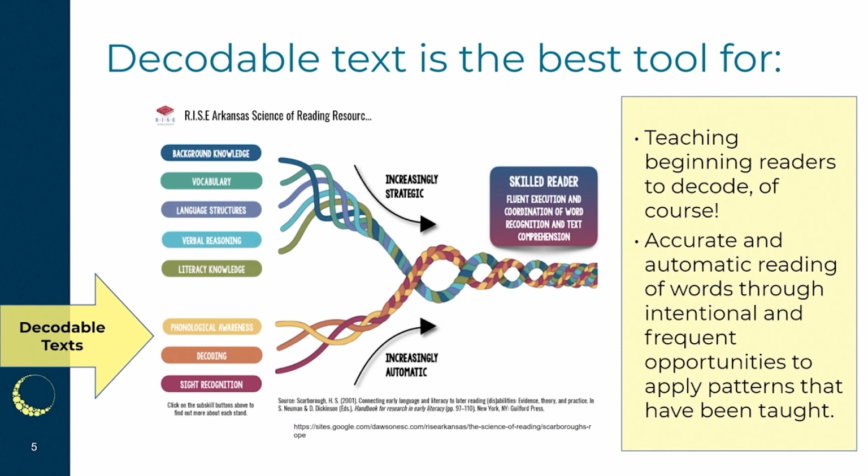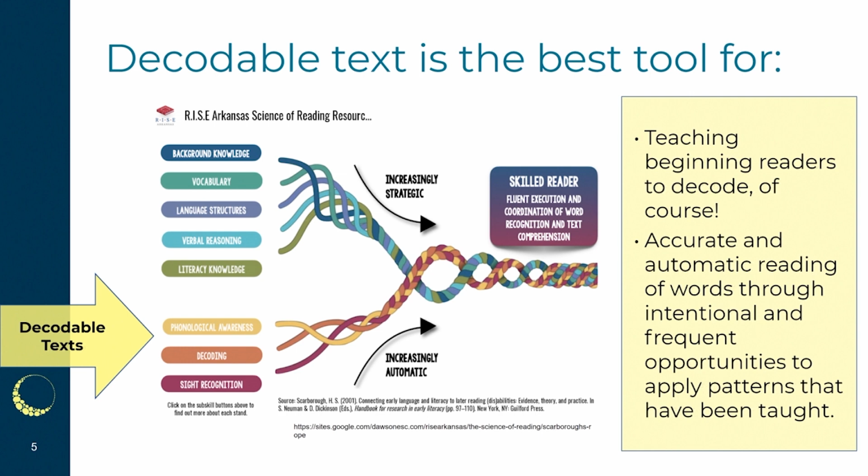So decodable text is the best tool for teaching beginning readers to decode. Of course, decodable text teaches you to decode. And it is the best tool for that automatic and accurate reading of words. It provides the intentional and frequent use and opportunity to take those patterns that a teacher just taught and put it into practice. So I love the graphic from Rise, Arkansas of Reading, and underneath I hope you can see the source and go use it on the internet.